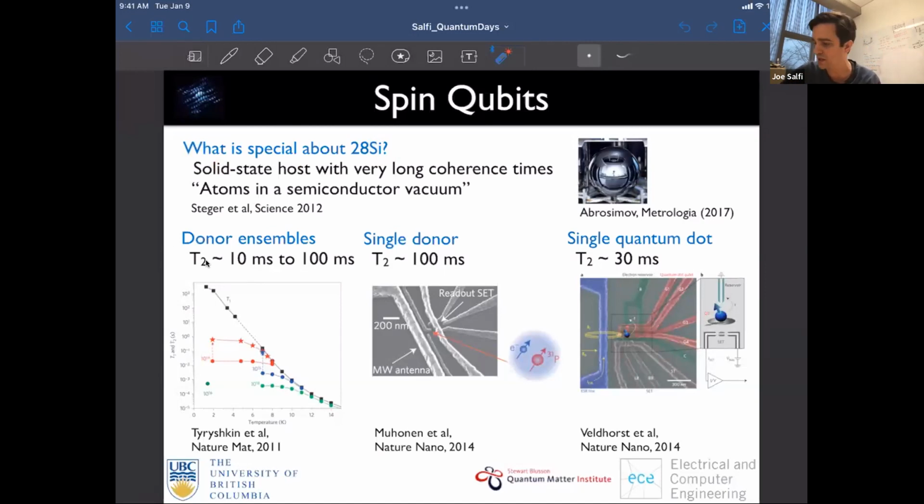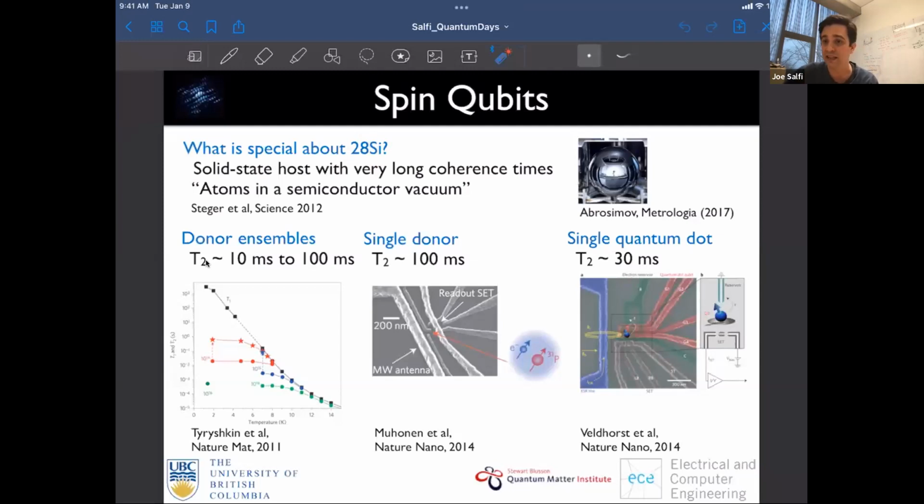Why would someone study spin qubits in silicon? One possible answer is that silicon can be isotope purified to remove the nuclear bath. There's a fluctuating spin bath that comes from the fact that there's a nuclear moment, and that causes rapid decoherence of the spin degree of freedom of, say, a nucleus or an electron.